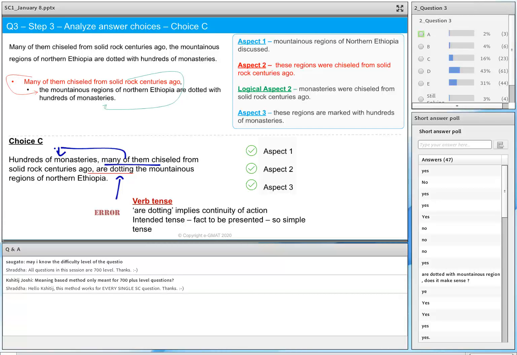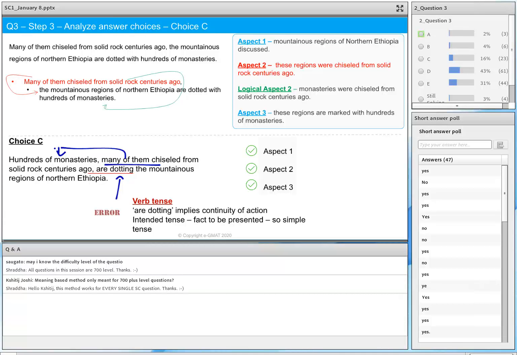Now, we use present continuous or present progressive tense for those actions that are going on right now as you and I talk. But that is not the case. The monasteries are not coming up in these mountainous regions right now when I'm taking the session and you're attending the session. So most definitely the use of "are dotting" is incorrect in choice C.